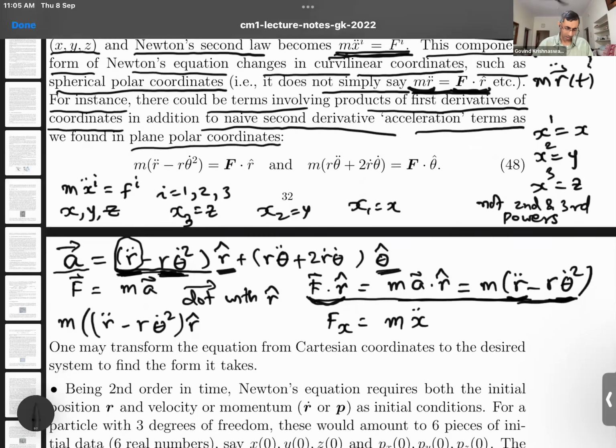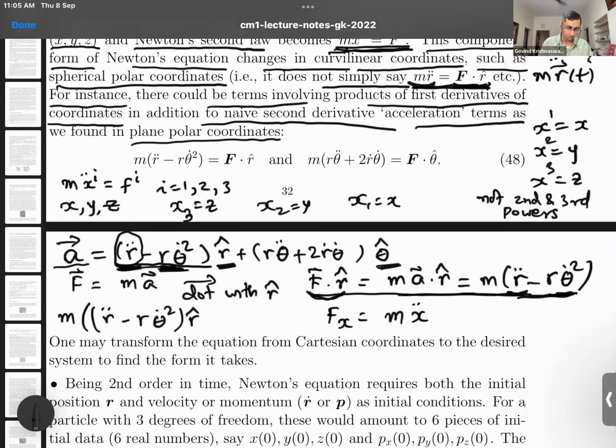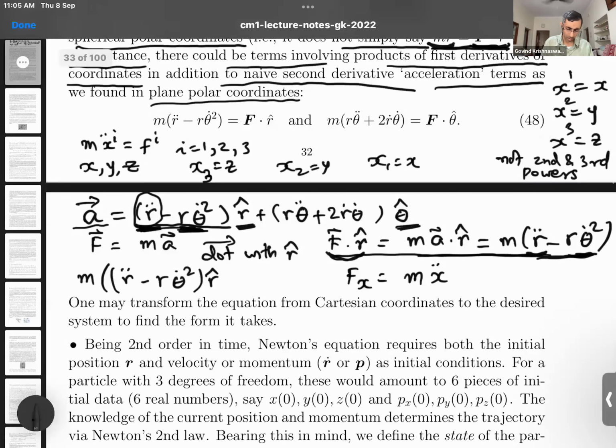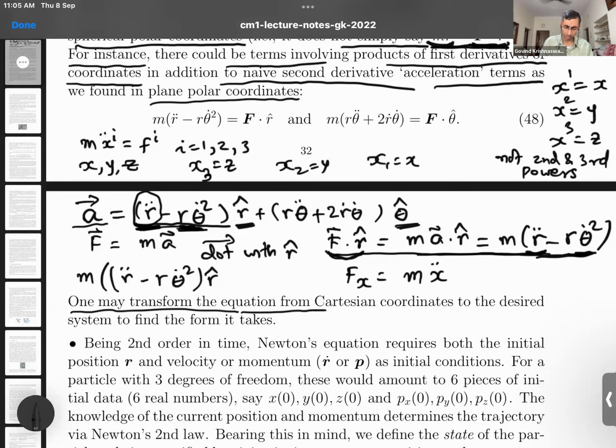Okay, so one practical strategy is that if you don't know the equation in polar coordinates, you simply start with the equation in Cartesian coordinates and then transform the equation from Cartesian to the desired system. Okay, so that is actually what we did even in problem set 3. We started with the Cartesian one and then we transformed. So that strategy will always work.